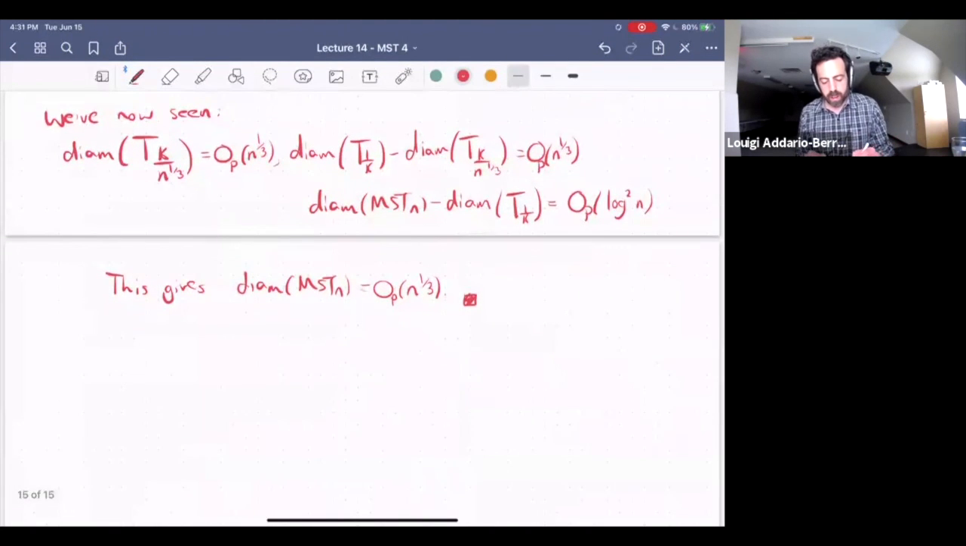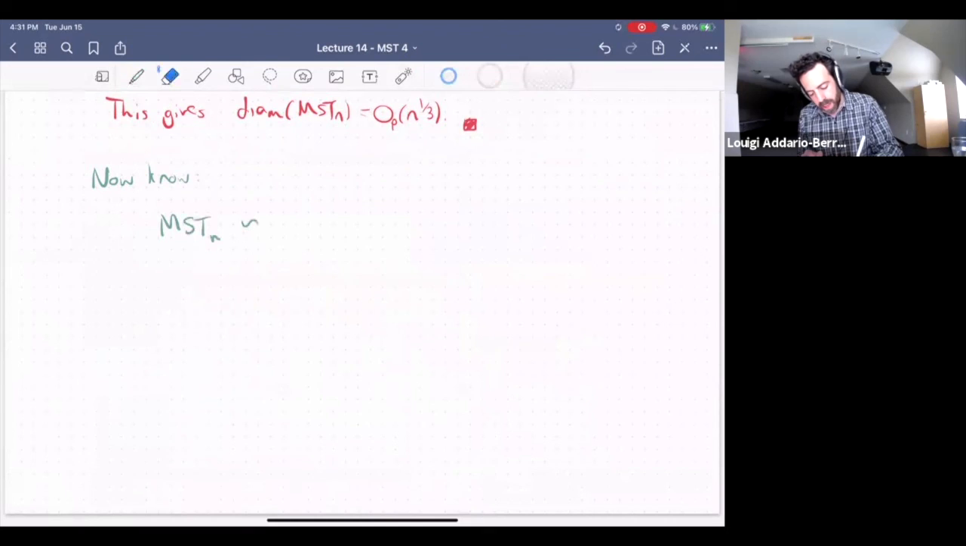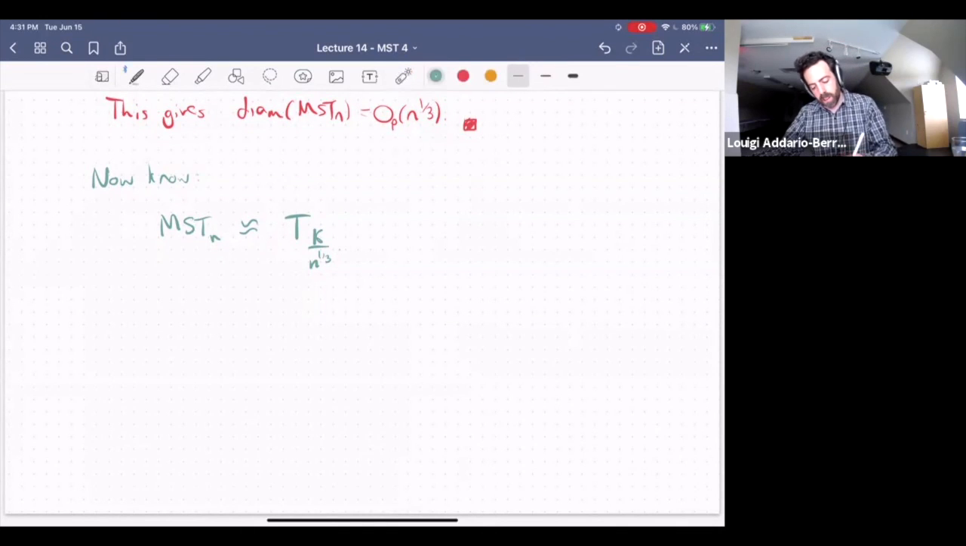If you want to get your hands on the structure of this tree in more detail, this also told us that, in some sense, the minimum spanning tree is roughly structured like the tree T at time a large constant over n to the third. So you could think about trying to understand this tree directly to get a better handle on the structure of the minimum spanning tree. One way to do that is to take the minimum spanning tree of the largest component at time k over n to the third.